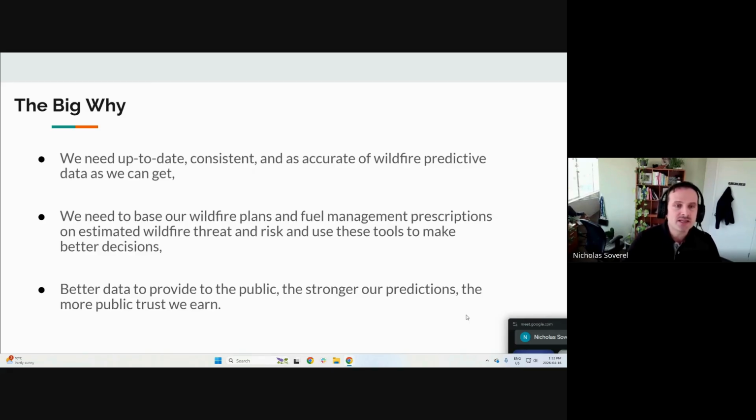Secondly, we need to base all of the work we're doing, and a lot of folks out there as well, on the best threat and risk data to really lay the foundation for our recommendations, whether you're consultants, government people, or emergency managers. I believe that these decisions should be based in a quantifiable estimated risk assessment, and those should be used to make those decisions, or at least base your decisions off of.